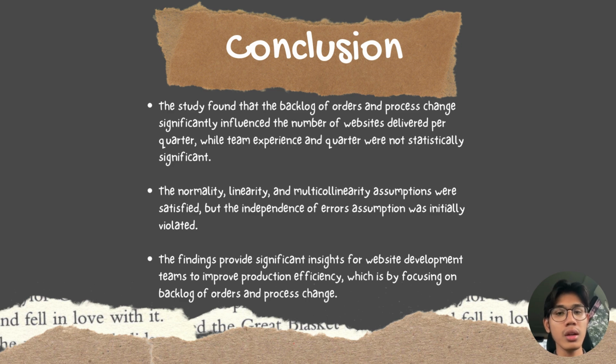Lastly, conclusion. The study found that the backlog of orders and process change significantly influenced the number of websites delivered per quarter, while team experience and quarter were not significant. The normality, linearity, and multicollinearity assumptions were satisfied, but the independence of error assumption was initially violated. By applying the first differences transformation, this issue was corrected, resulting in a better fit of the model. Overall, the study focused on regression analysis to provide accurate results.